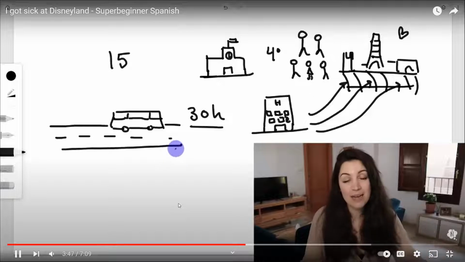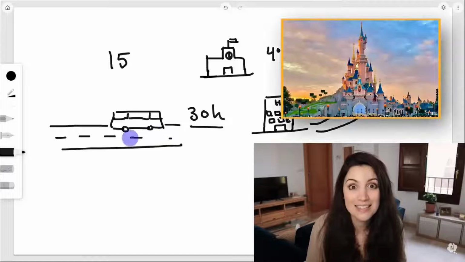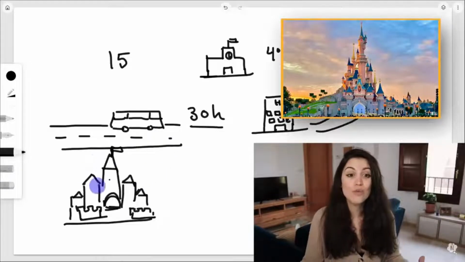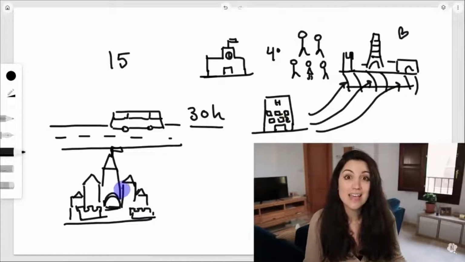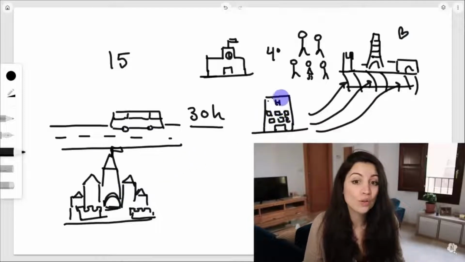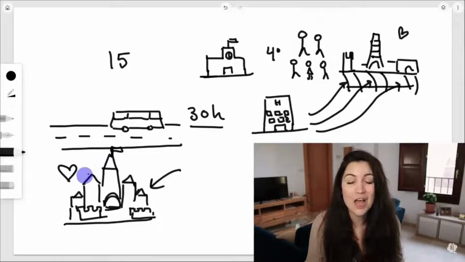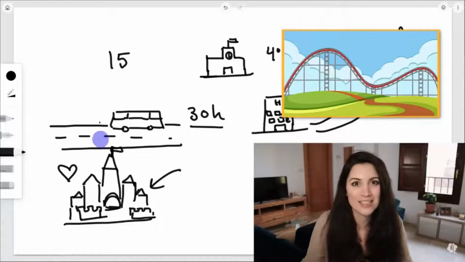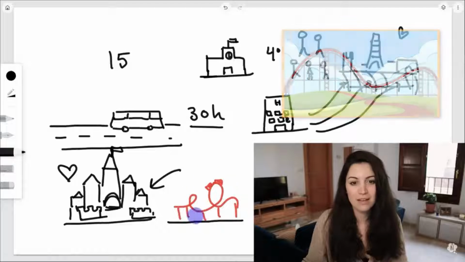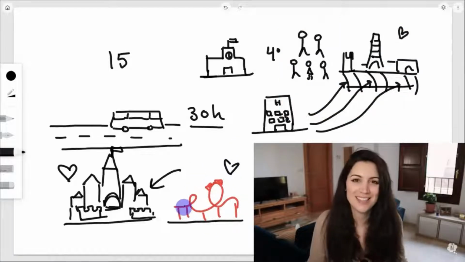El fin de semana, el sábado y el domingo, fuimos a Disneyland. We went to Disneyland, y estuvimos 2 noches en un hotel dentro de Disneyland. A mí me encanta Disneyland porque me encantan las montañas rusas. I love roller coasters. Son muy divertidas.